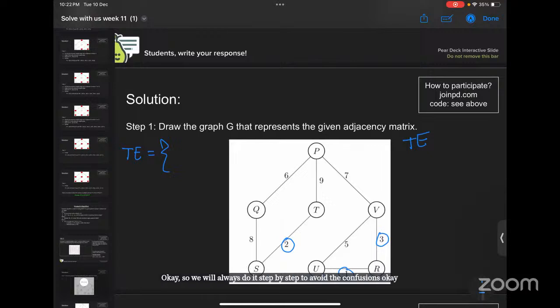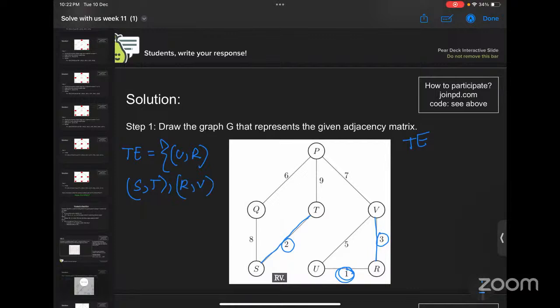Okay, so first we will consider this. That means UR. Then what is the second? Because we are considering ascending order, yes, we will then take ST. Then third, right? RV. Then fourth. What is the fourth weight? 5, right? This one. 4 is not there. So 5 will be the next, which is UV.